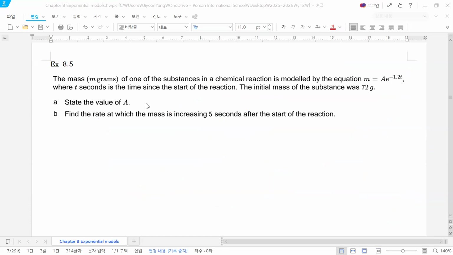What does a represent? Initial values: initial population, initial number of bacteria, initial amount of chemical substance, etc.